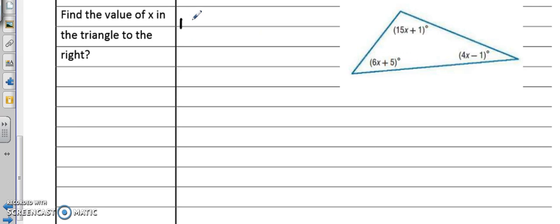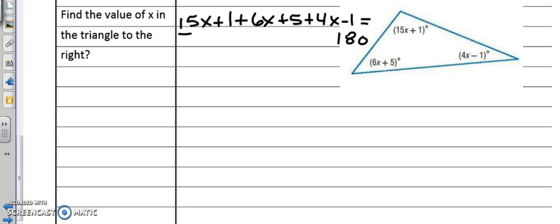And the way I'm going to do that is I'm going to take the first angle, I'll do 15x plus 1, and I'm going to add all three of these expressions together. So I have 15x plus 1 plus 6x plus 5 plus 4x minus 1. The sum of those three will equal 180 degrees. So we got a little algebra to do here, right? We got some like terms. There's a 15x, there's a 6x, there's a 4x on this side of the equation, there's a 5, a 1, and over here a little negative 1.